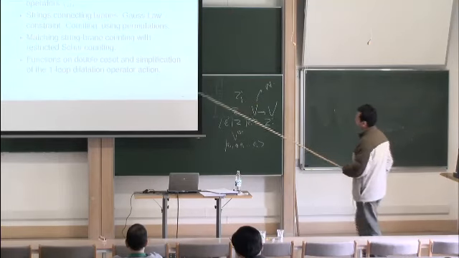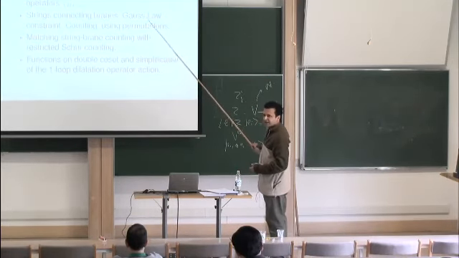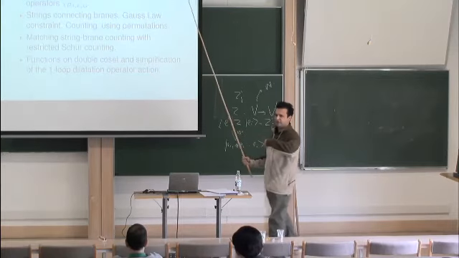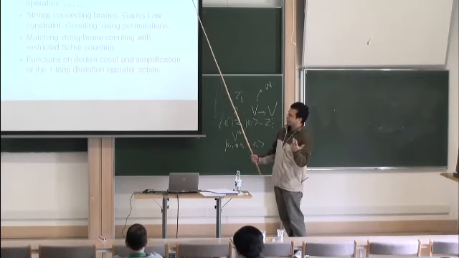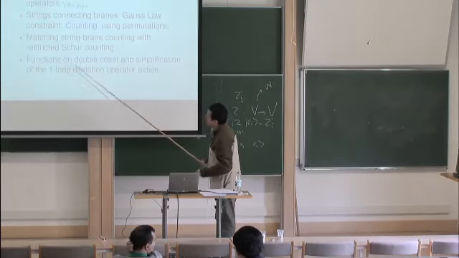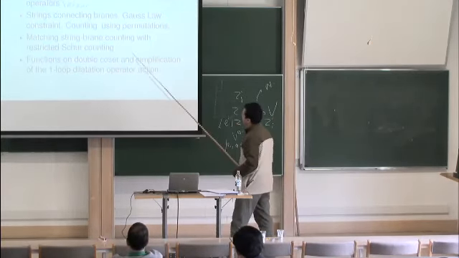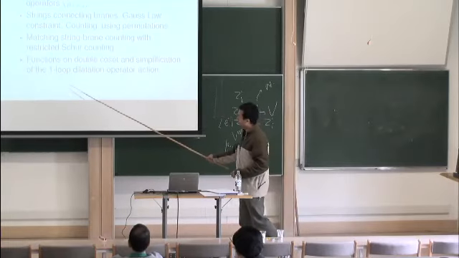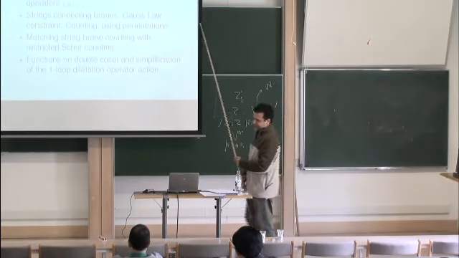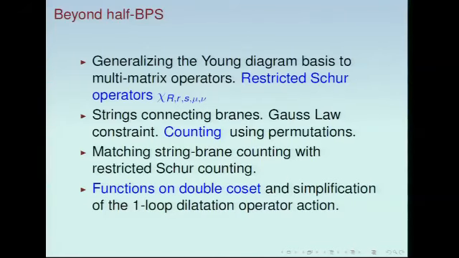And it turns out that the way this works is it involves permutations. And in fact, in the group theory of permutations, you can think about groups, cosets, double cosets. And what shows up in this graph counting is double cosets. And then it turns out that these functions on the double cosets provide some nice simplification of the one loop dilatation operator. So that's where I am heading. Any questions at this stage on the background of the plan?